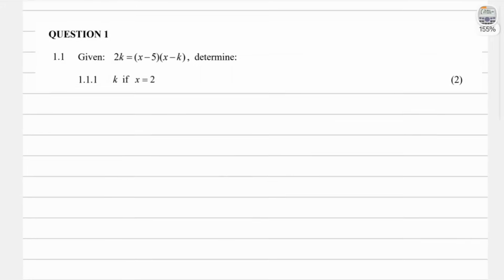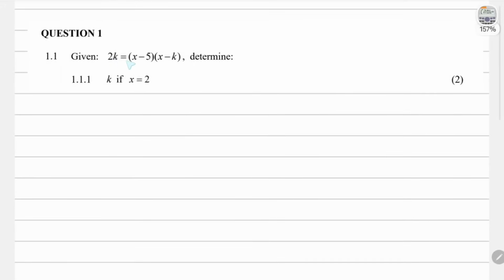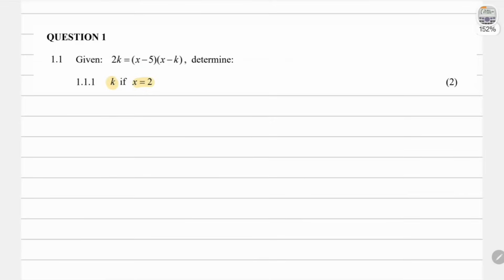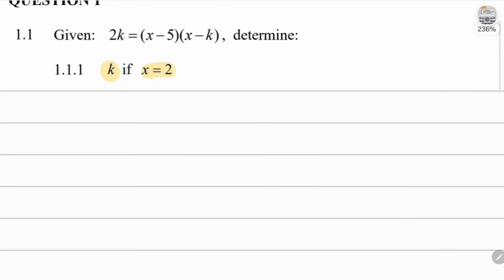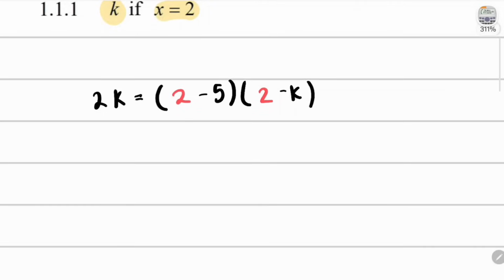Question 1.1.1 says, given 2k = (x - 5)(x - k), we need to determine k if x is equal to 2. So all we're going to do is, in place of x, substitute 2. Our equation will look like this: 2k = (2 - 5)(2 - k). Let's go ahead and solve for k.